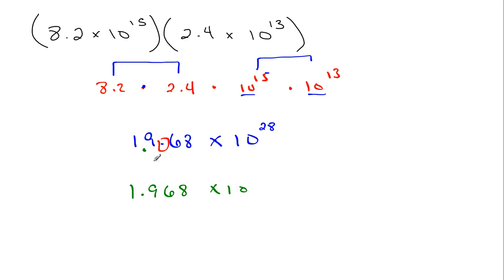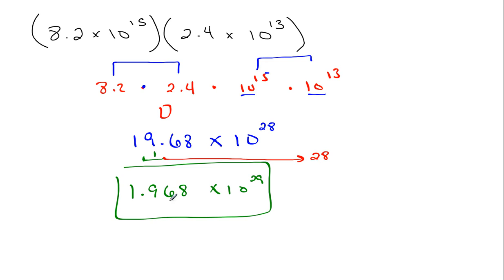So right now, if I were to leave this as it is, right? So if this was 19.68 times 10 to the 28th power, I would take this decimal and move it to the right 28 times. But since I'm putting my decimal here instead, I'm going to add one more to this. So 28 and 1 is 29 times. So 1.968 times 10 to the 29th power.